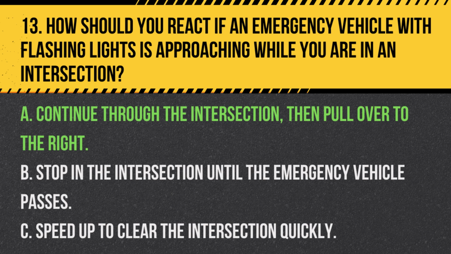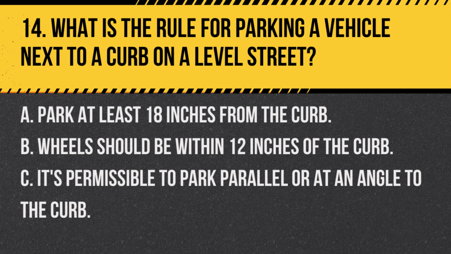Answer A. Continue through the intersection, then pull over to the right. This ensures the emergency vehicle can pass safely. Question 14. What is the rule for parking a vehicle next to a curb on a level street?